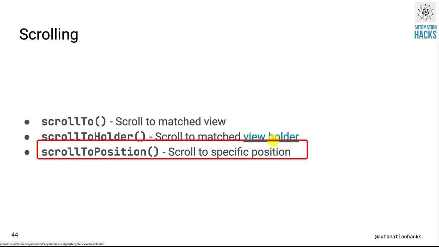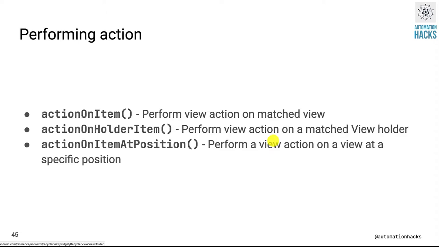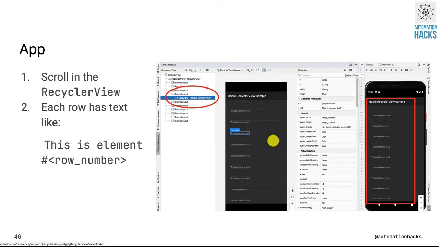So when it comes to scrolling, you have multiple methods at hand. You have scroll to a holder or a specific position. Similarly, if you want to perform an action, you have action on item. If you want to perform an action on the holder item, then you can use that. Or if you want to just perform an action at a given position, we have an option for that as well. Let's take a look at the simple application.